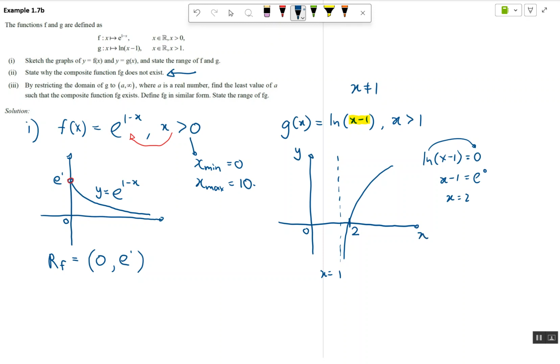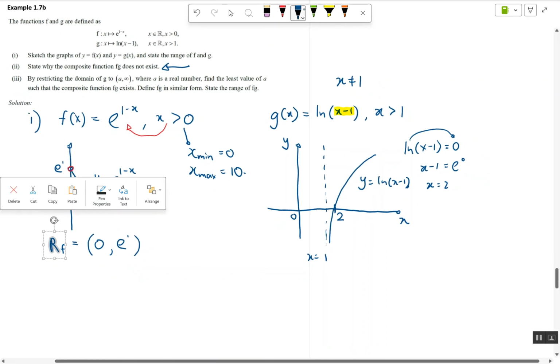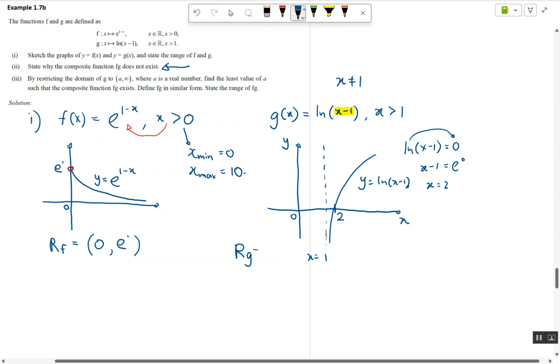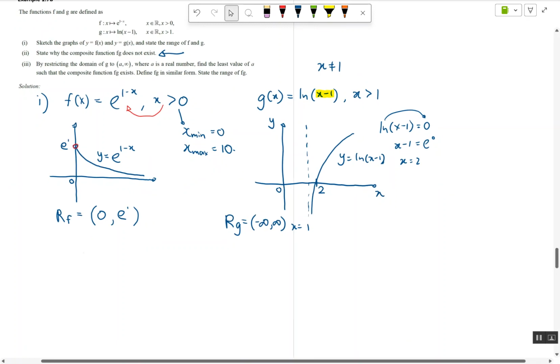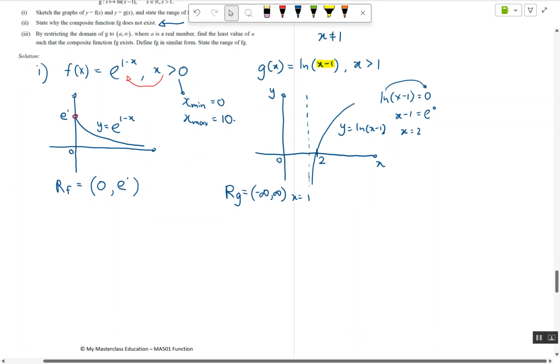This is your y, this is your x. Label the graph y equals ln(x minus 1). Now, there are no horizontal asymptotes for an ln graph, so the range of g is just going to be from negative infinity to infinity, because it encompasses the whole of the y values. So the first part asked you to find the range of f and g.